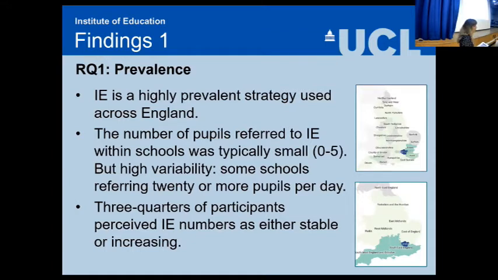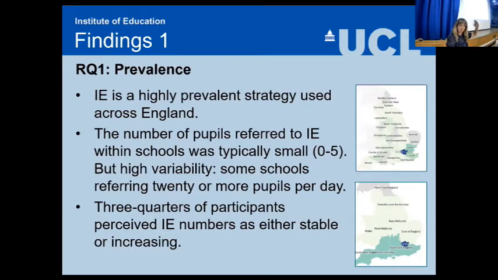Okay, the number of pupils referred to IE was typically pretty small, 0 to 5 pupils per day. Given that an average secondary school is around 1,000, we're talking about a small percentage of pupils. However, in some cases, schools indicated the 16 to 20 plus range, so again, it can be more pervasive and there is high variability.